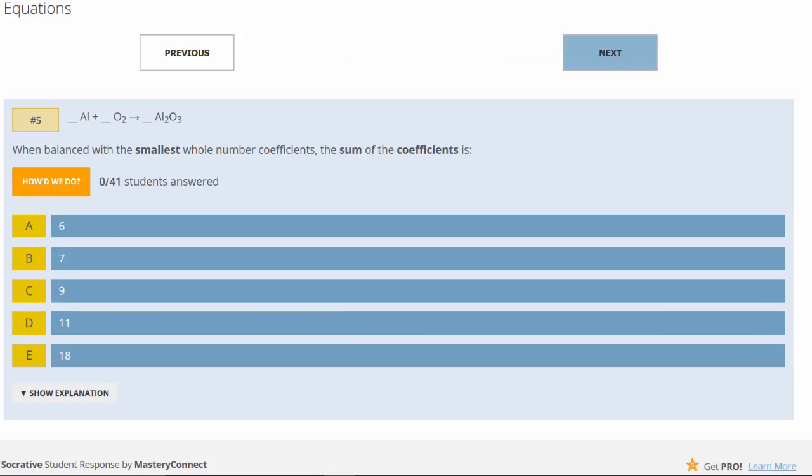Okay, here's another way that the problems can be worded. Read this carefully. Now we're looking for the sum of the coefficients. If they're reduced down with the smallest whole number coefficients, what is the sum of your coefficients? Remember, if we don't write a coefficient, the coefficient implied is a value of 1. Just like we wrote NaCl, it means there's 1 sodium and 1 chlorine.